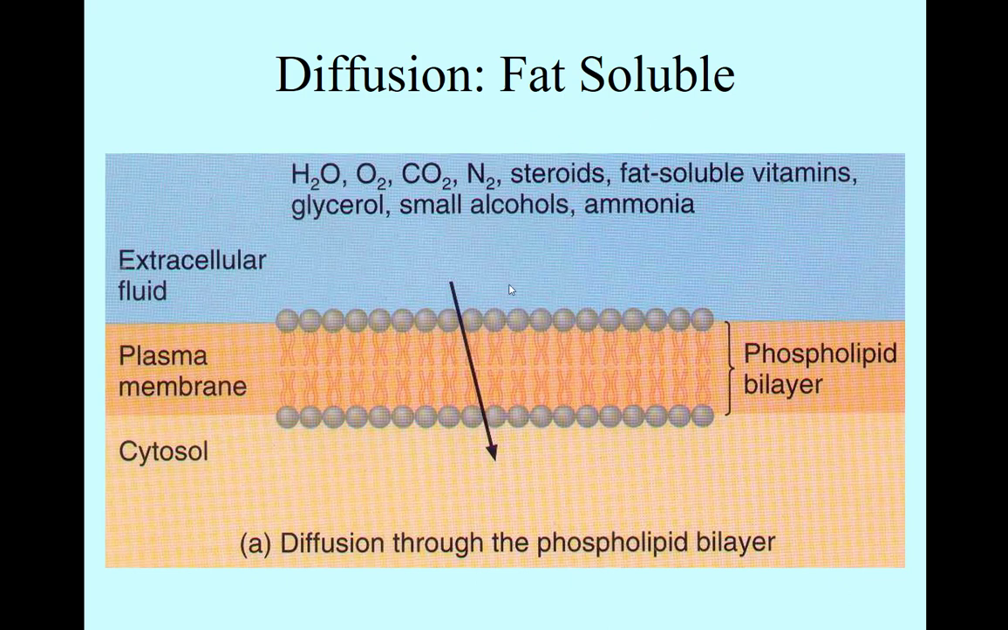Steroids, fat-soluble vitamins, glycerol, alcohol, ammonia, they're fat-based. And so they don't need any channel. They can diffuse right across the phospholipid bilayer. So fat-soluble particles diffuse directly across the phospholipid bilayer.